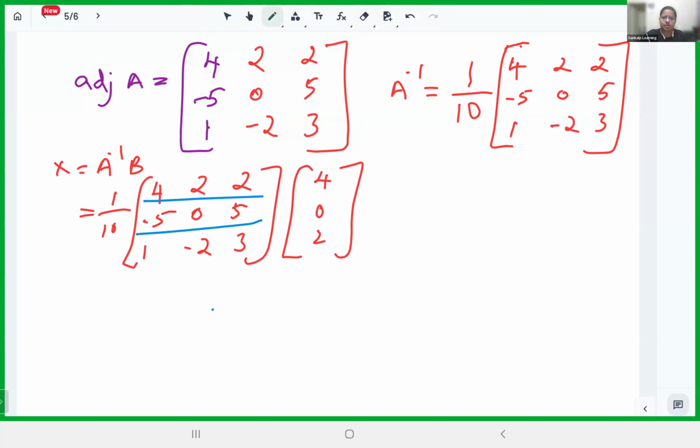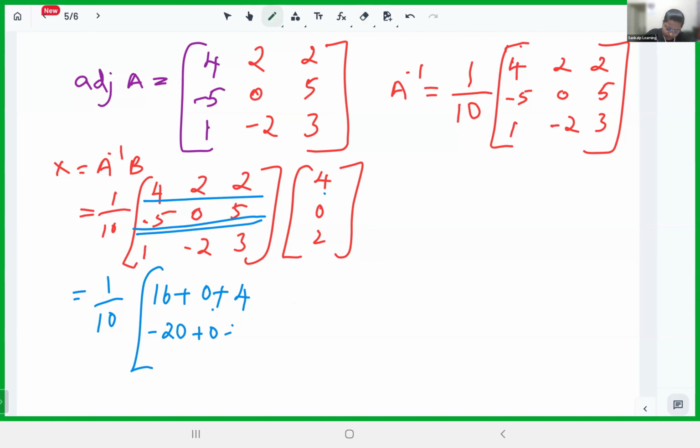You have to do the matrix multiplication and then divide each element by 10. So that is equal to 1 by 10 into 4 into 4 is 16, plus 2 into 0 is 0, plus 2 into 2 is 4. Now, next one, minus 5 into 4, it is the second element. Minus 5 into 4 is 20. Then 0 into 0 is 0, 5 into 2 is 10.